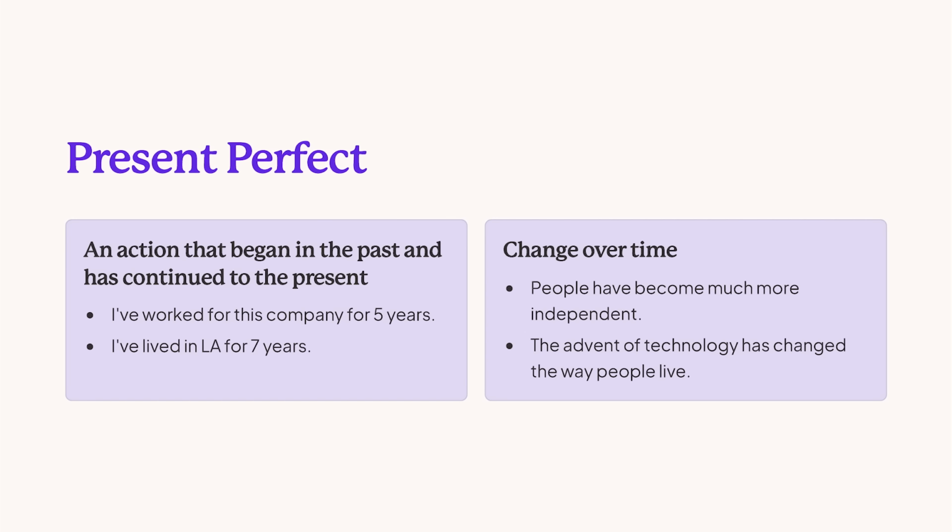2. We can also use the present perfect for actions that began in the past and have continued to the present. For example, I've lived in LA for 7 years. I'm still living in LA. We often use the present perfect to show how things have changed over time. People have become much more independent and are still becoming more and more independent. The advent of technology has changed the way people live and is still changing our lives. Both actions are still in progress.